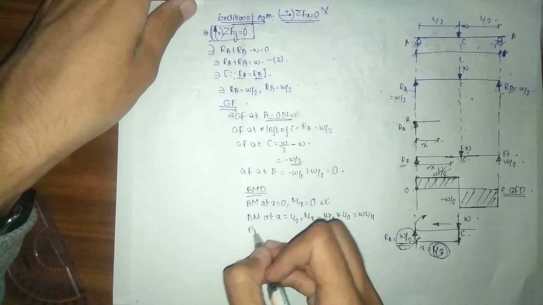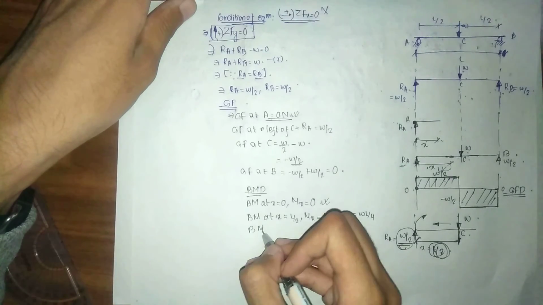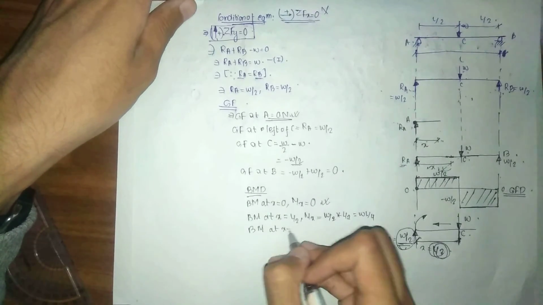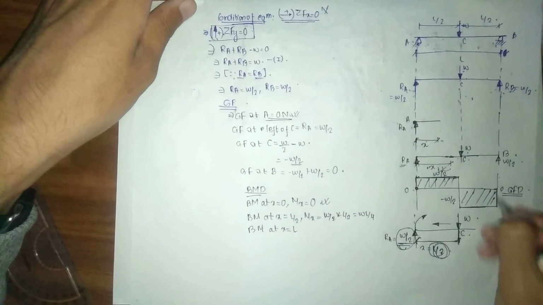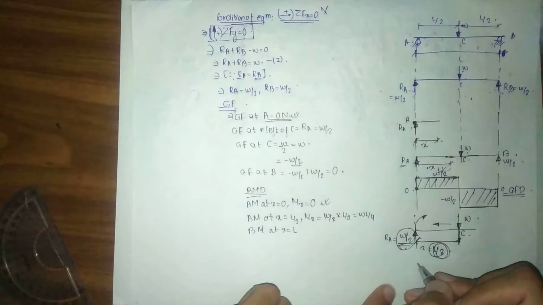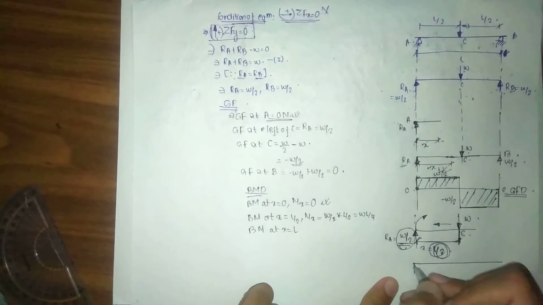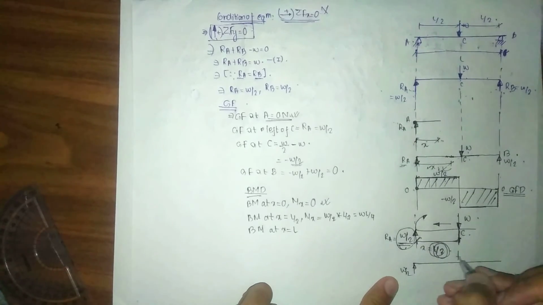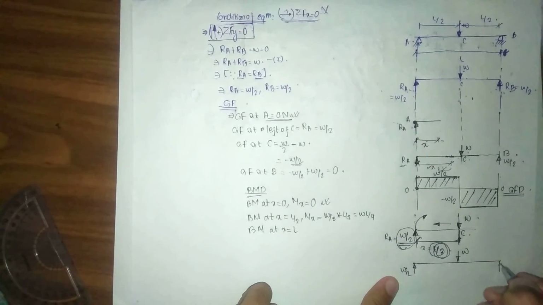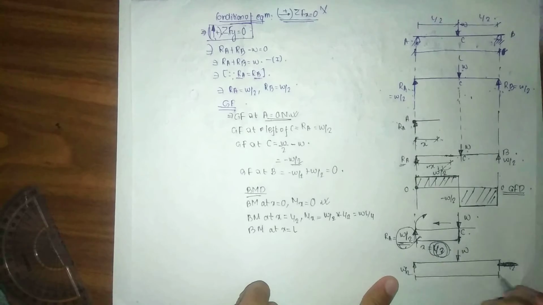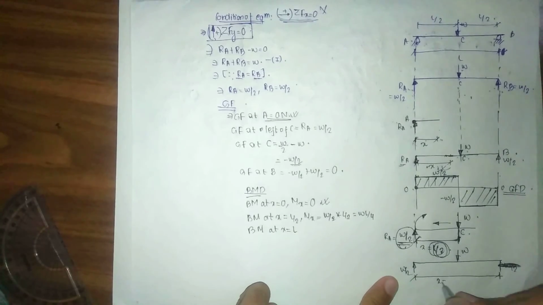Now I'll be calculating bending moment at x equals L, which is at this end section. As I reach this end section, there are many forces involved. There is a force of W by 2, there is a force of W, and there is again a force of W by 2. We won't be looking at this force. So let me draw x equals L, which is acting at a distance of L by 2.